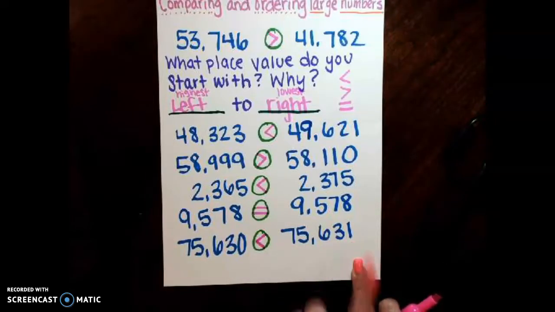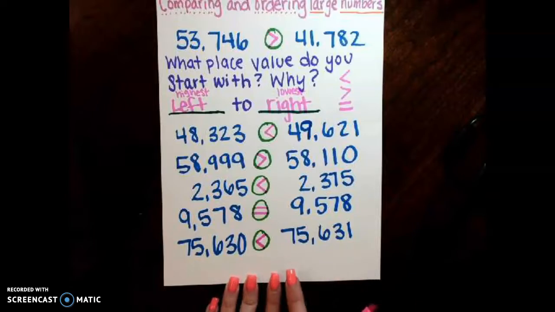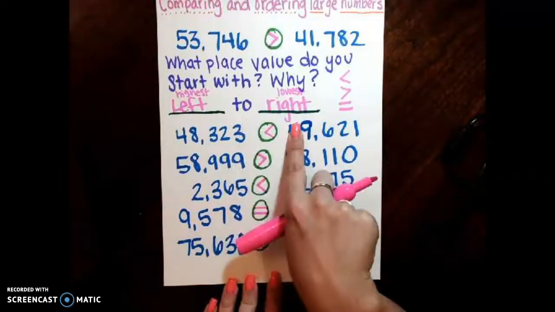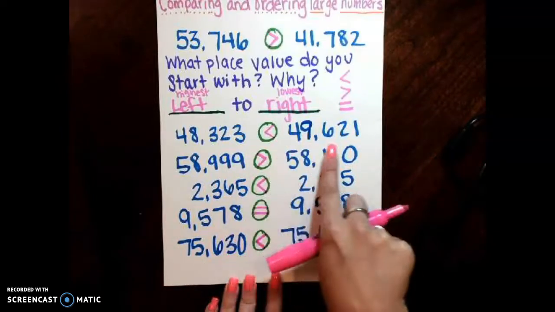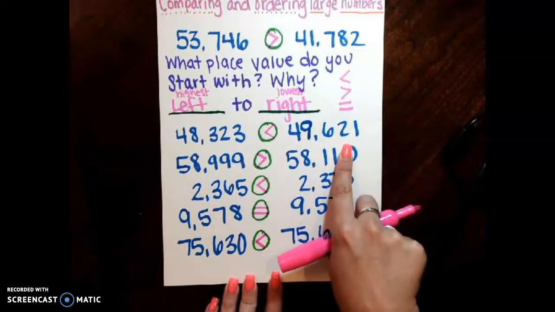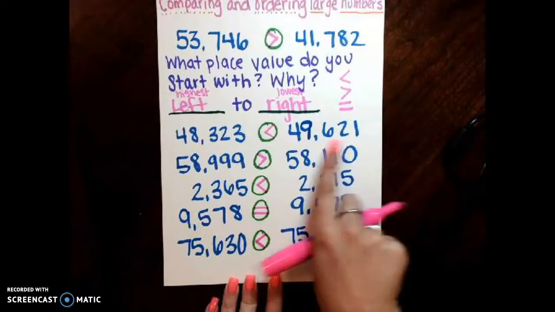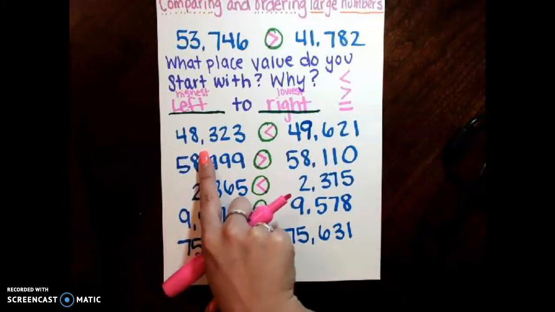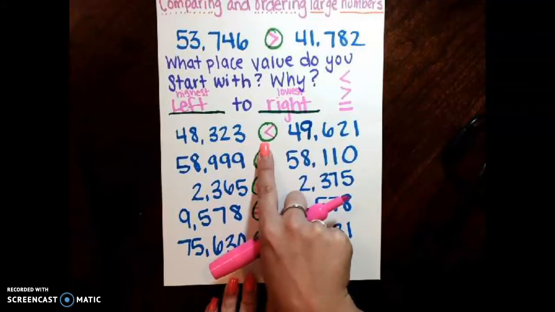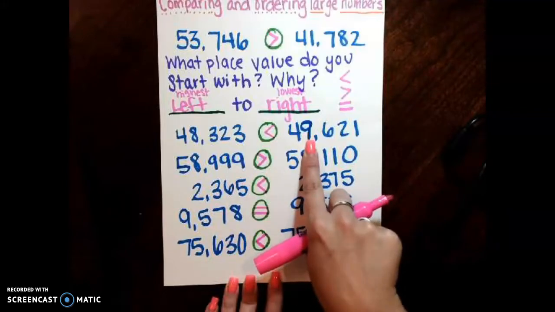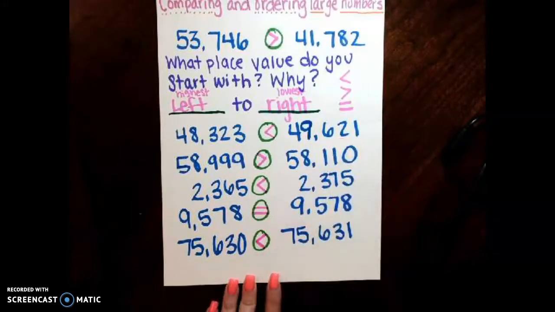So it's important when you read your numbers, remember you're going from left to right. And when we compare it, we say it out loud to our teachers. We're always reading it as a number sentence. So once again, this one would be 48,323 is less than 49,621. Okay, hopefully you got the understanding of comparing and ordering your large numbers.